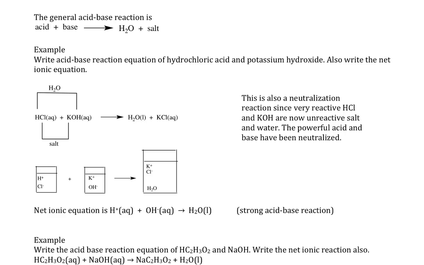So a beaker representation we would have for that strong acid H plus and Cl minus. We would have K plus and OH minus for the base. And in our product beaker, we have aqueous K plus, Cl minus, and we have water. If we get rid of spectator ions, our net ionic equation is H plus aqueous plus OH minus aqueous, yielding H2O liquid.